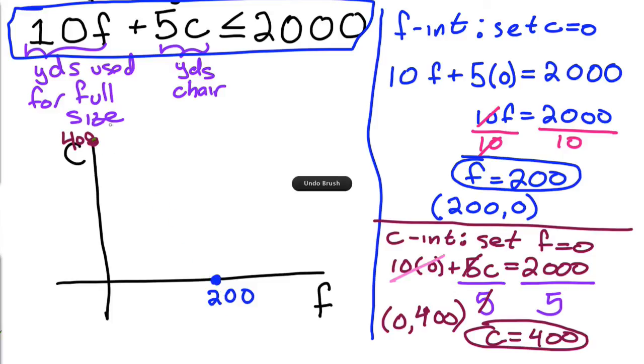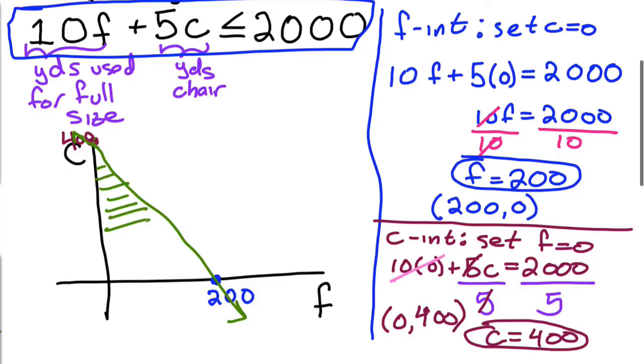Let me try again. It's hard here with my computer. Okay, that's not too bad. See? Okay, so that's the line 10F plus 5C equals 2,000. Now, since I want where 10F plus 5C is less than or equal to 2,000, that means that this is going to be this shaded area right here. That's less than 2,000.